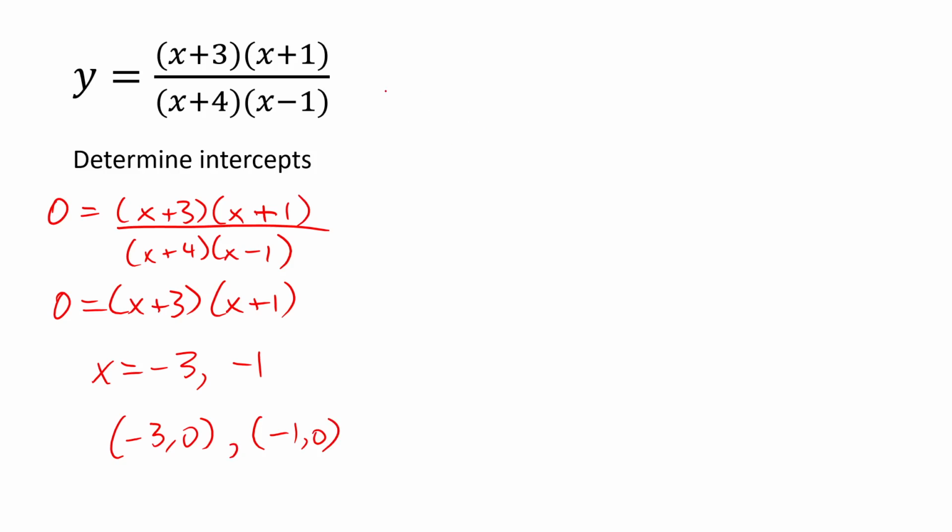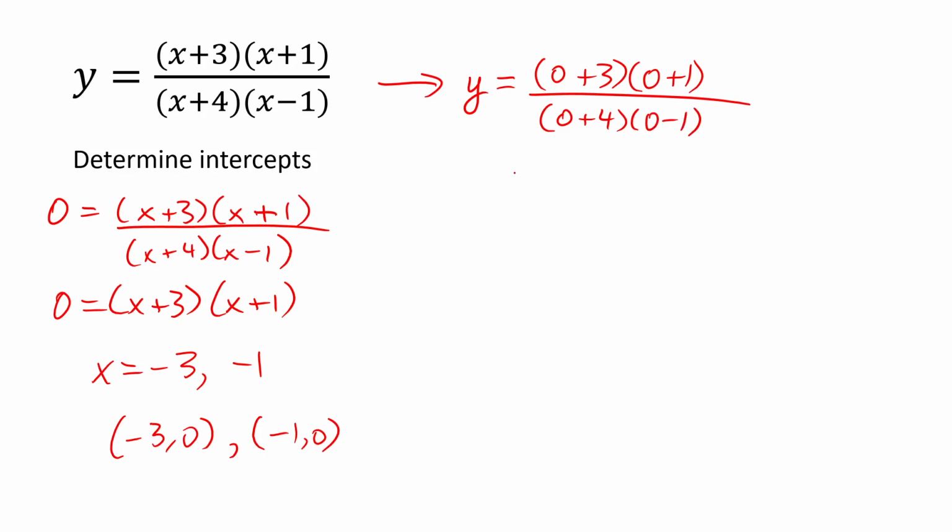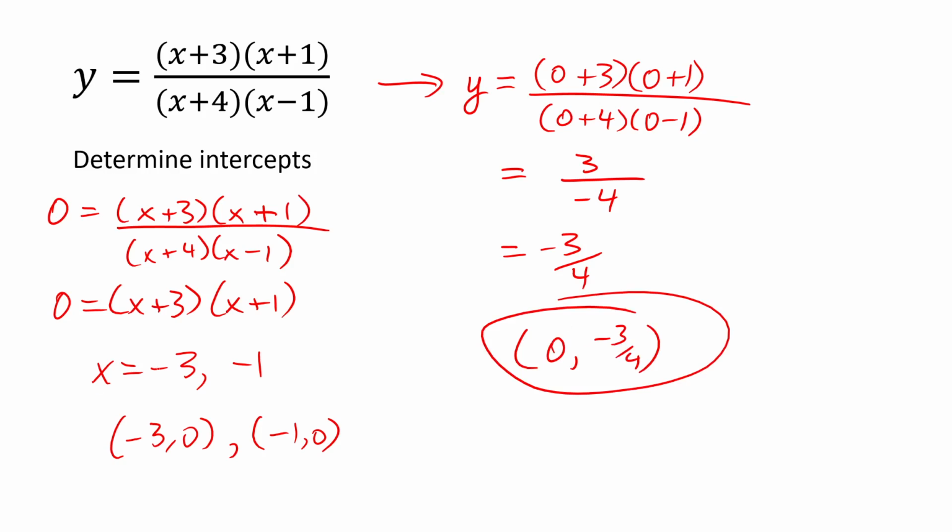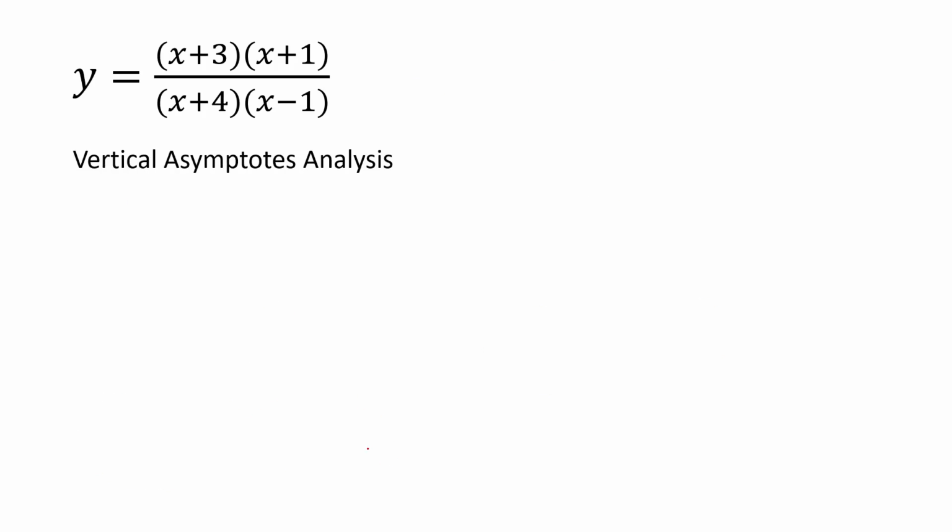Now, how about my y-intercepts? For the y-intercept, I can just plug in an x value of 0 to this factored form, or, if I want, I can go back to the original. I'll get the same result either way. I end up with 3 times 1 over 4 times -1. So I've got a y-intercept at -3/4. So all three of these circled points will be significant on my final graph.